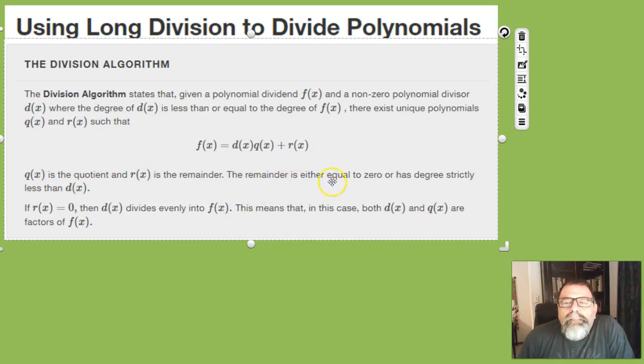The remainder is either equal to 0 or has degree strictly less than d of x. If r of x is equal to 0, that's the remainder. If the remainder is 0, then d of x divides evenly into f of x. That means that in this case, both d of x and q of x are factors of f of x. So if you divide it and the remainder is 0, it goes into it evenly, which means it's a factor.